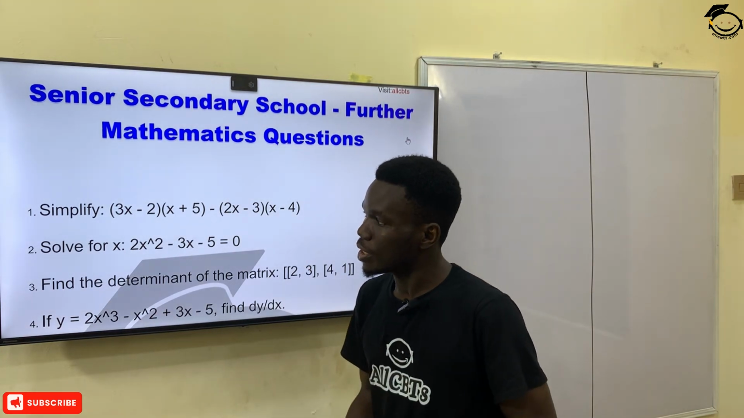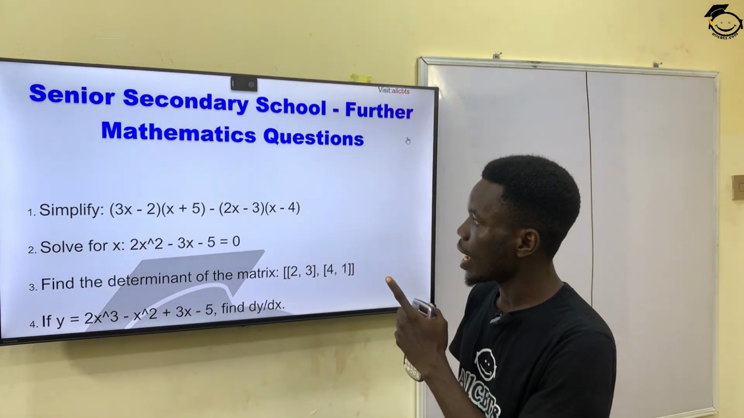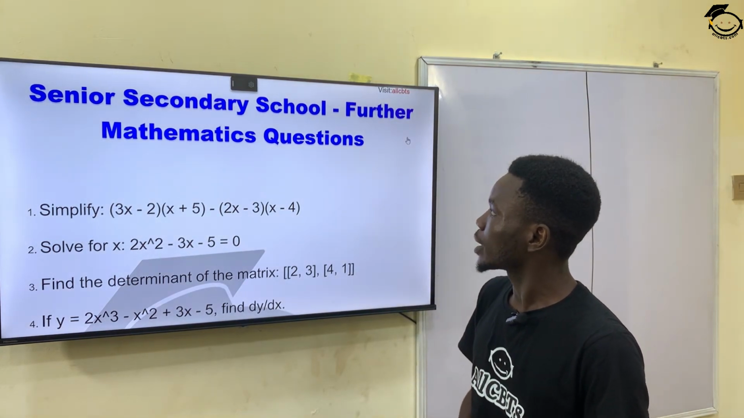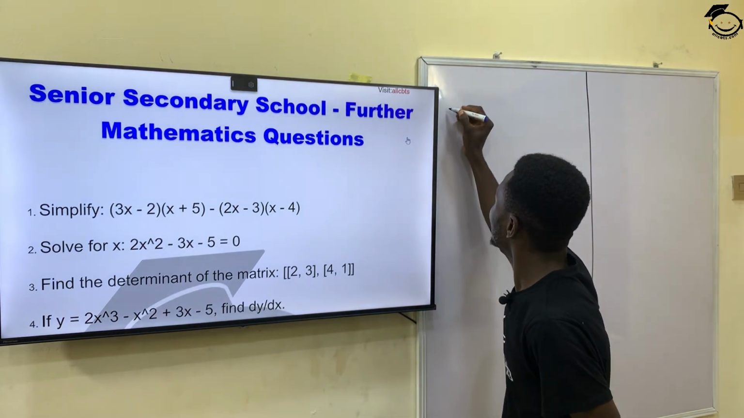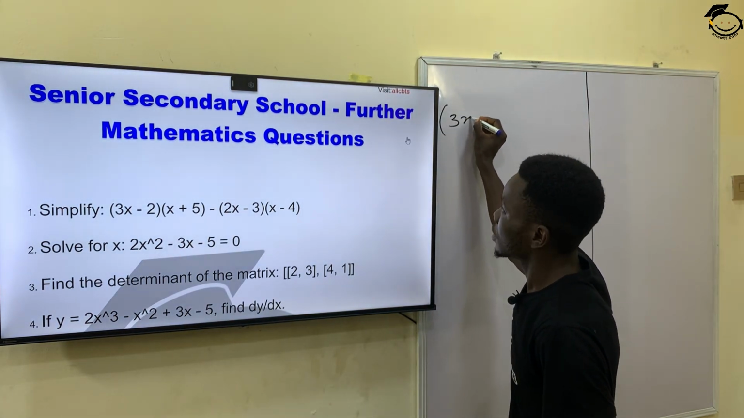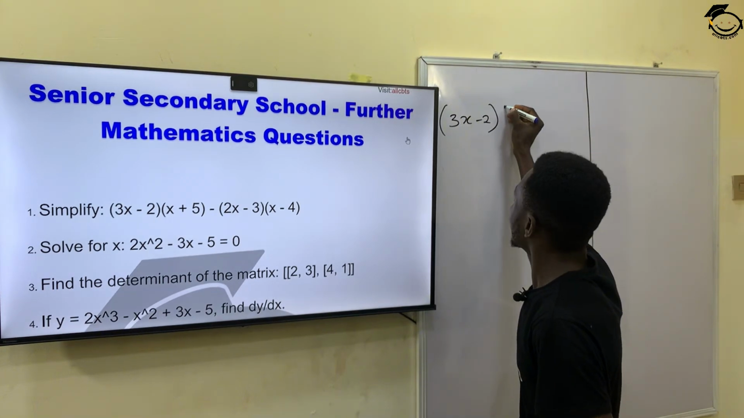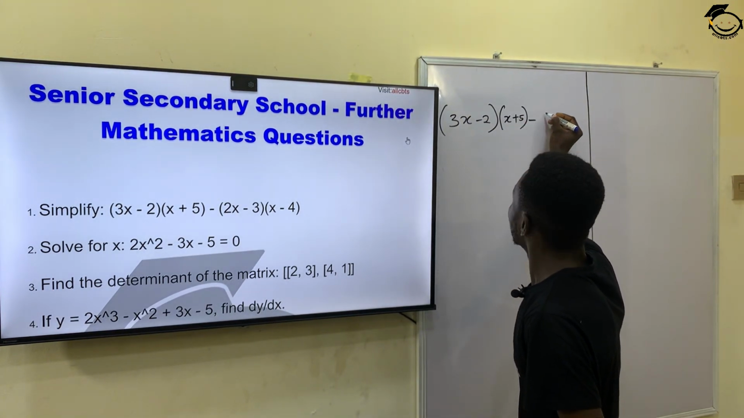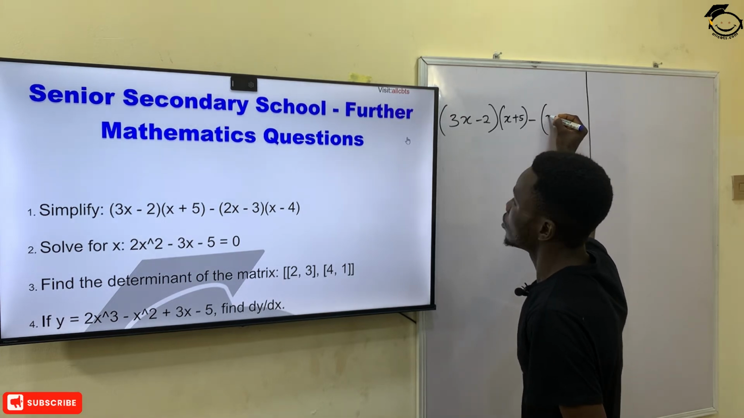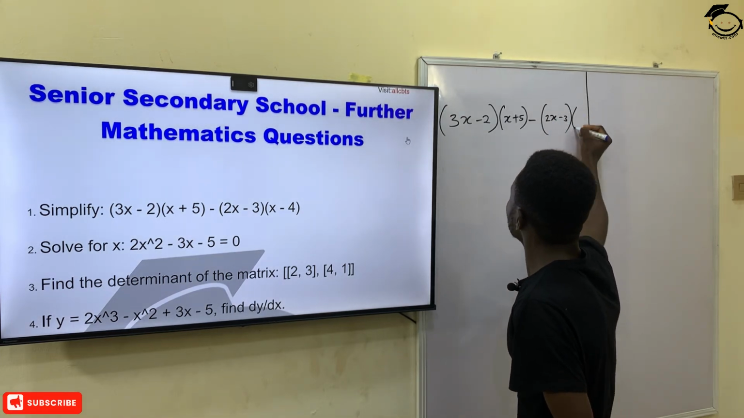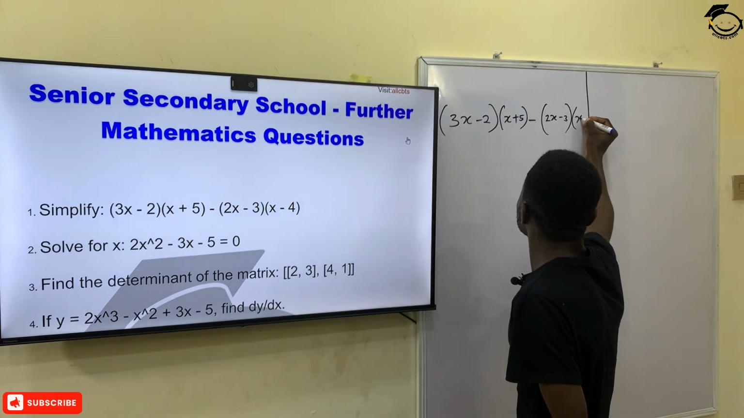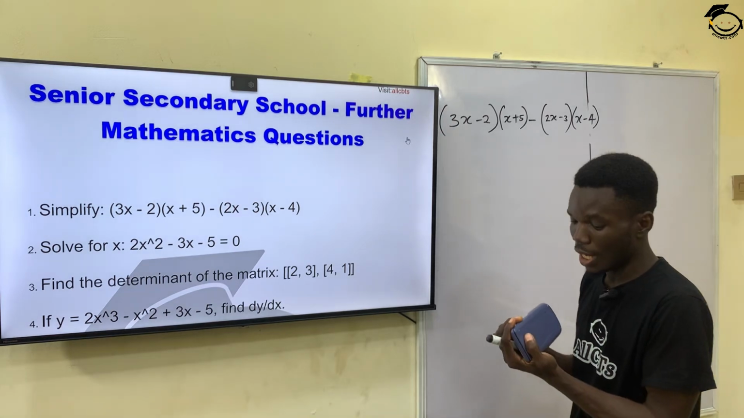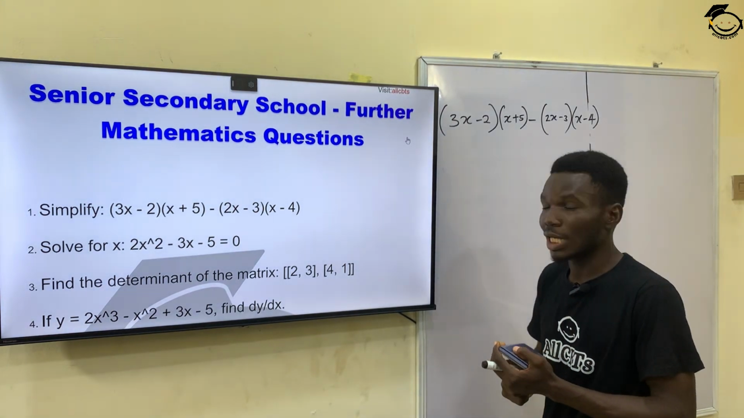So the first question here says simplify (3x - 2)(x + 5) - (2x - 3)(x - 4). And the question said simplify, so we are trying to simplify this.